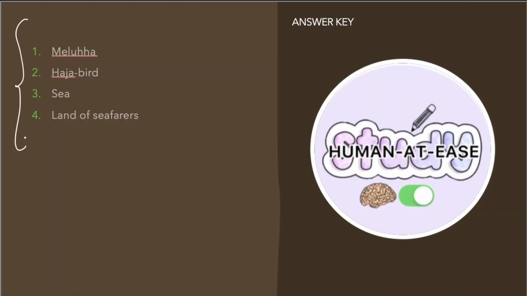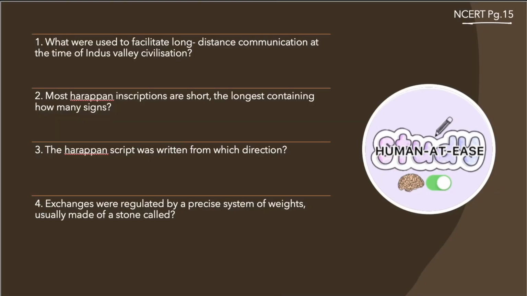Here is your set of answers for these questions. NCERT page number 15. Question 1. What were used to facilitate long distance communication at the time of Indus Valley civilization? Question number 2. Most Harappan inscriptions are short, the longest containing how many signs? Question number 3. The Harappan script was written from which direction? Question number 4. Exchanges were regulated by a precise system of weights, usually made of a stone called?